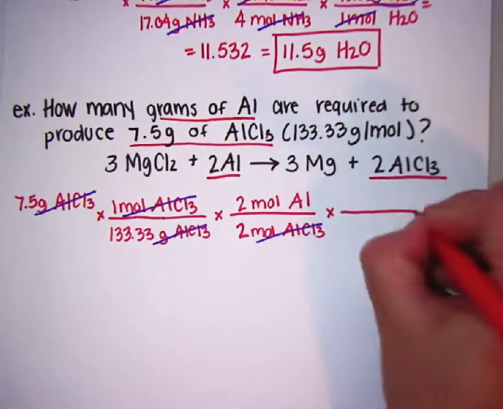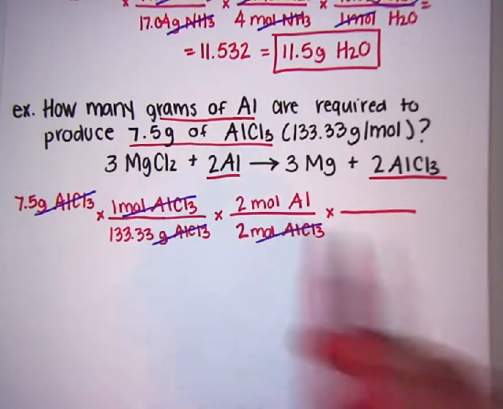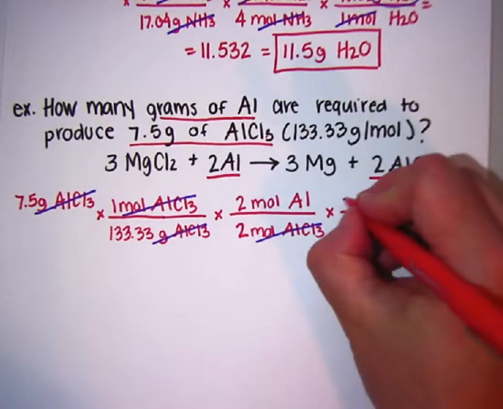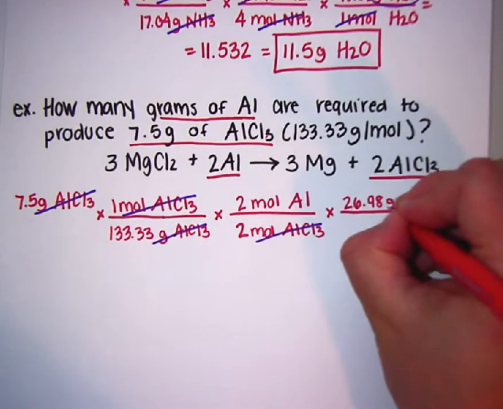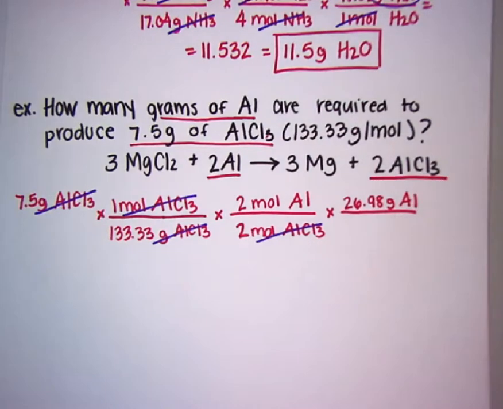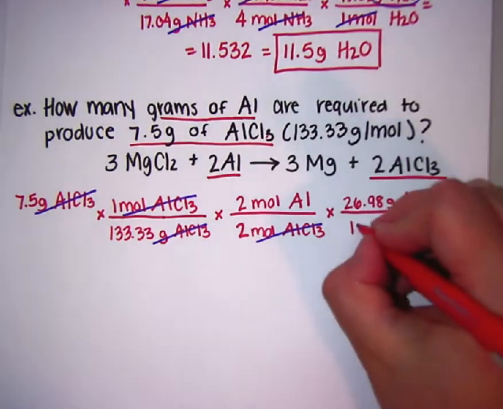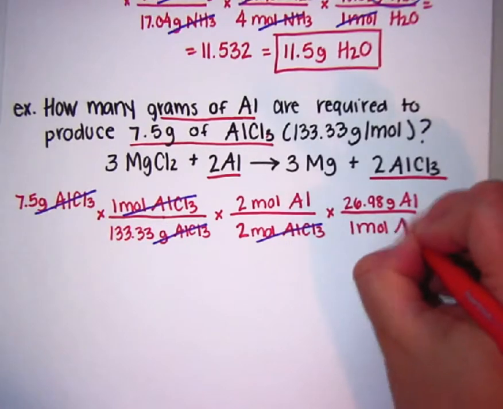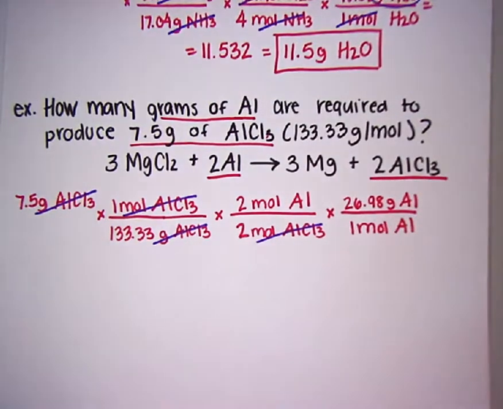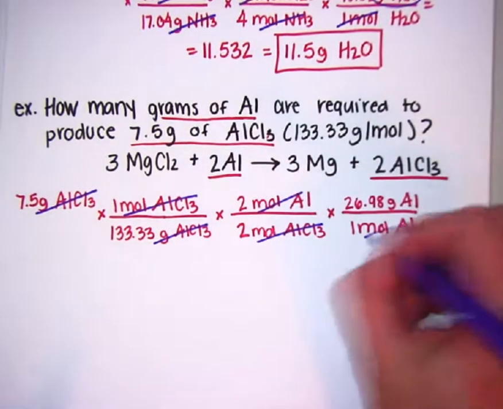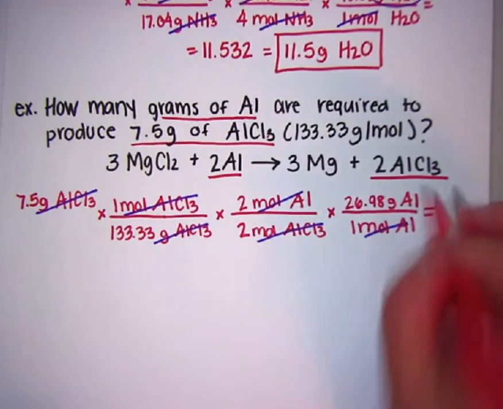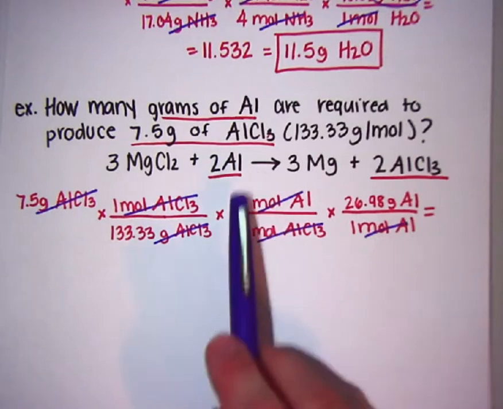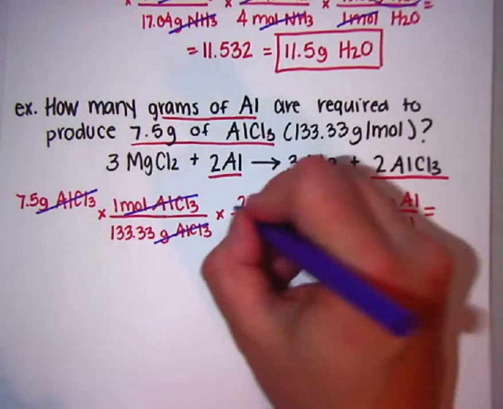Last step. If I want to go from moles of aluminum to grams of aluminum, I need the molar mass of aluminum. So this is an easy one. We can just look it up on the periodic table. Aluminum has a molar mass of 26.98 grams per every 1 mole. I know moles go in the denominator because I need it to cancel. You can also make your math easier. 2 divided by 2 is 1. We could simplify.